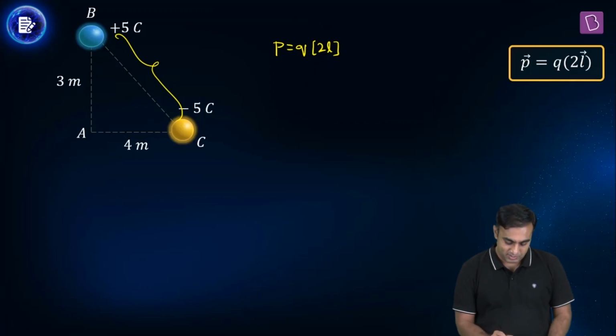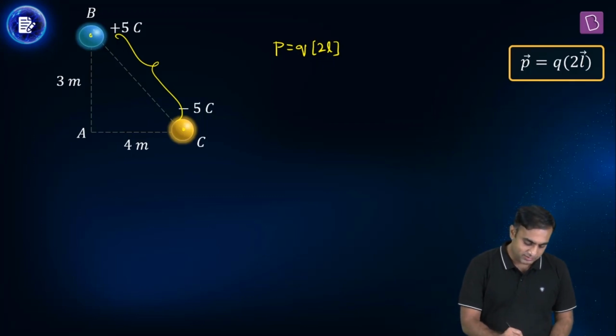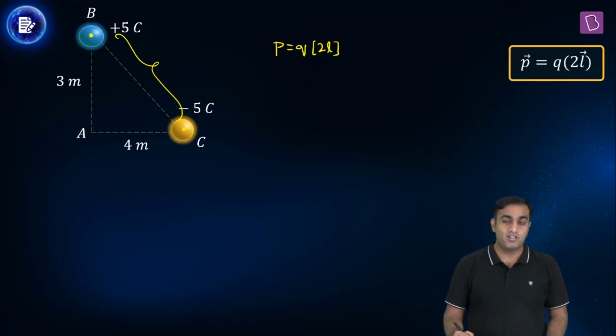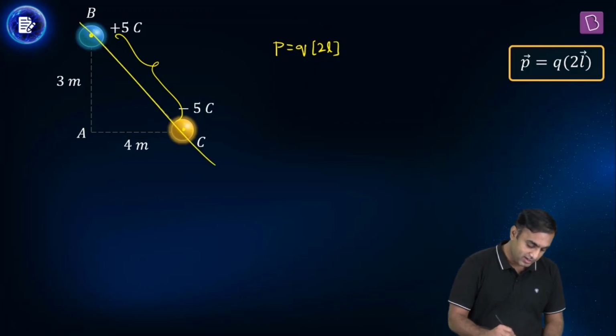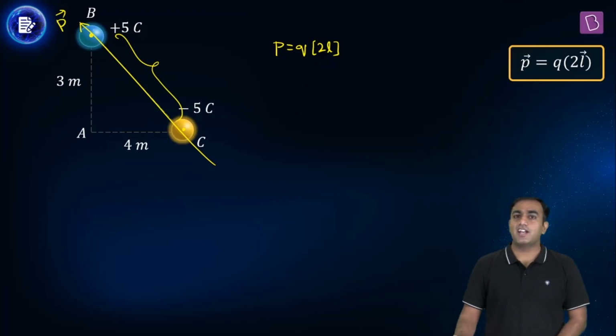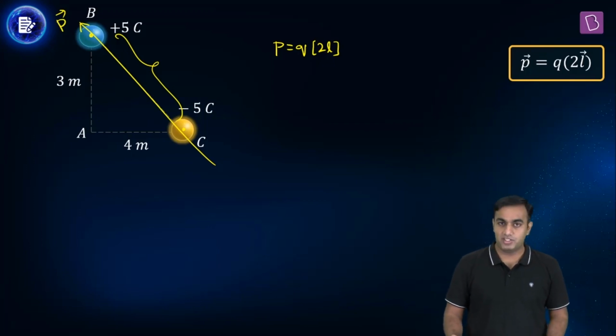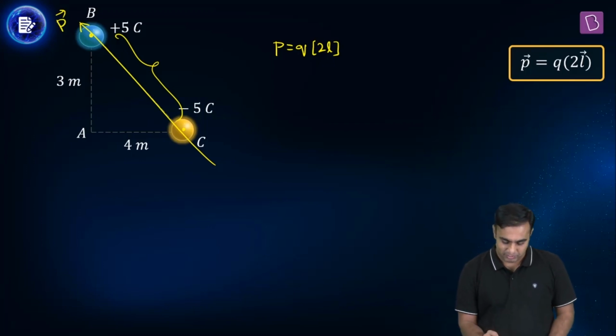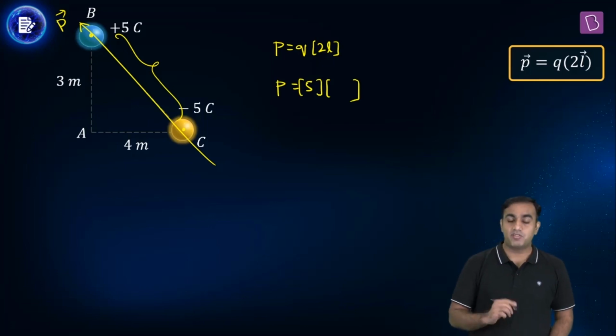So, here is minus 5 coulomb, here is plus 5 coulomb. Obviously, vector P will be in this direction. Now that we have found out the direction of the electric dipole moment vector, let's find its magnitude. P is equal to the magnitude of the charge on either of these particles, which will be 5 coulomb, into the distance of separation between them.